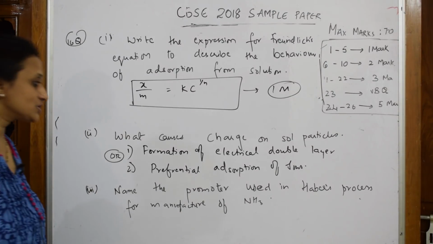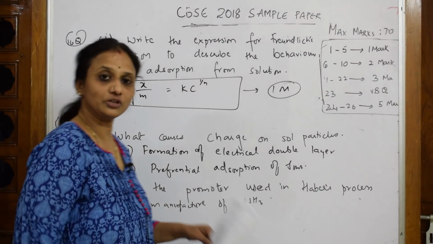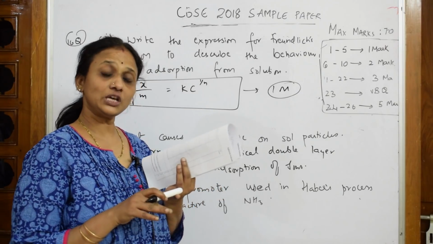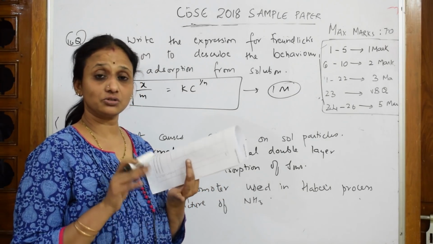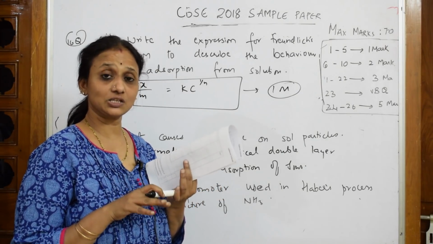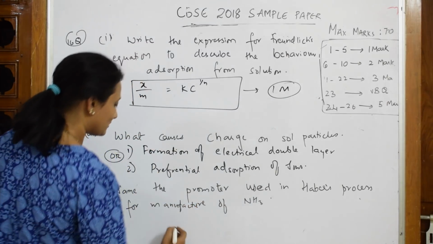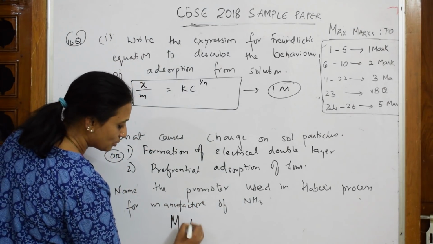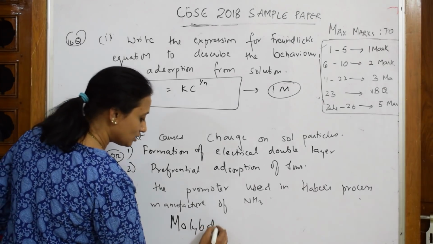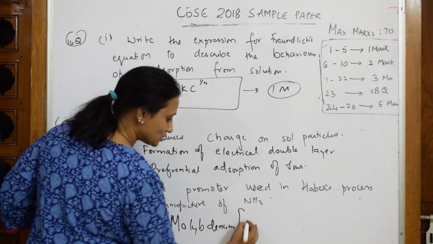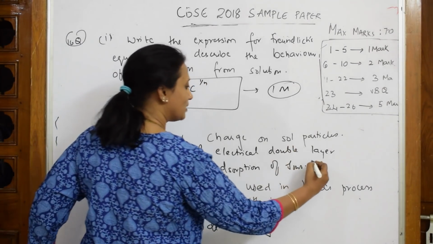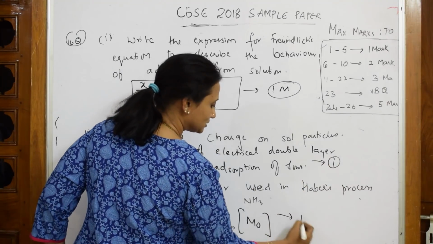Name the promoter used in Haber's process for manufacture of ammonia. Only promoter they asked. When I taught you Haber's process, I taught you temperature, I taught you reaction, I taught you catalyst, I taught you promoter. So here they've asked promoter. So promoter is molybdenum. In the bracket you will write Mo. So 1 mark for this, 1 mark for this.